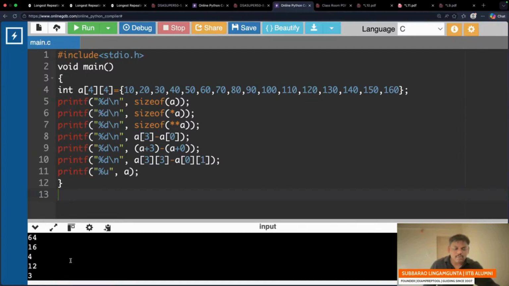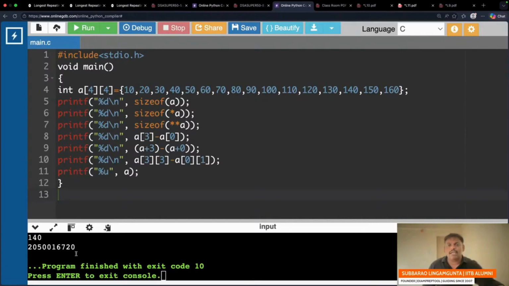So just take your program and write this output. 64, 16, 4. Next one is 12, 3, 140. And lastly some address. You take it and you verify.